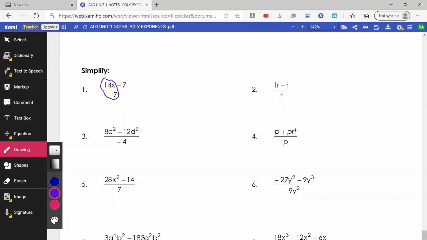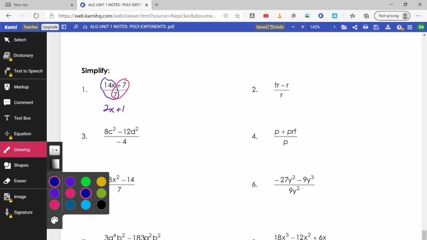So I like to circle it so that way I know exactly what I'm dealing with. 14x divided by 7. I can divide 14 by 7. I get 2. X is going to come along for the ride. And then I'll divide the second number. 7 divided by 7 gives me plus 1. So pretty straightforward. We go down the line and worry about one thing at a time.